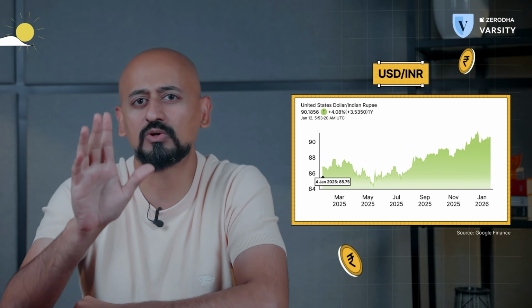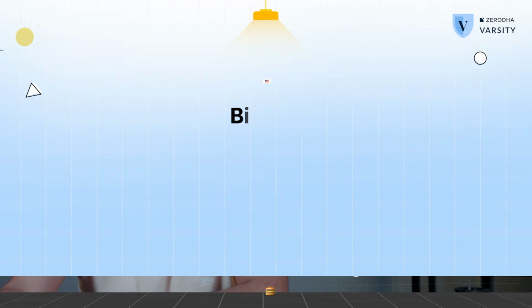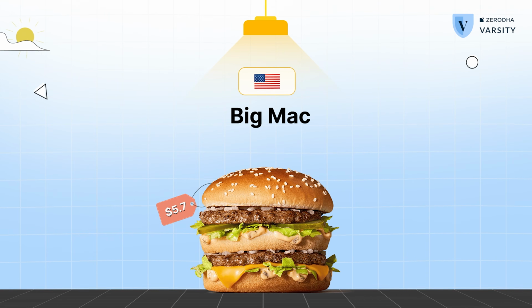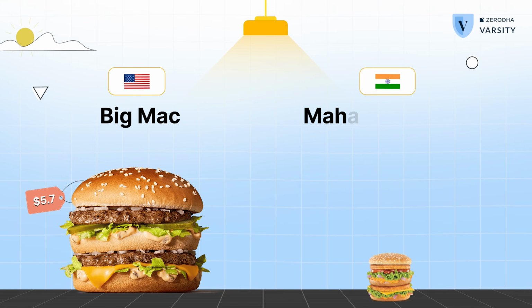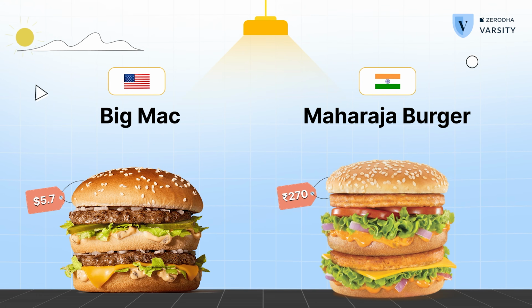Now, before you go, there's one more thing I need to admit. I know that I said that a burger, or the Big Mac index rather, would have been an indicator of whether the rupee was overvalued or not. But looking at this in 2025 wouldn't have helped you. See, at the start of the year, the rupee was 85 to the dollar. A Big Mac in the US was roughly $5.7 and a Maharaja Mac in India was around 270 rupees.